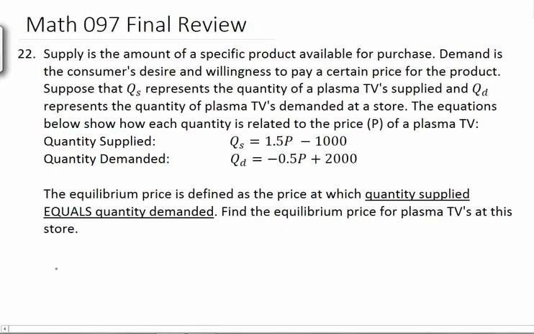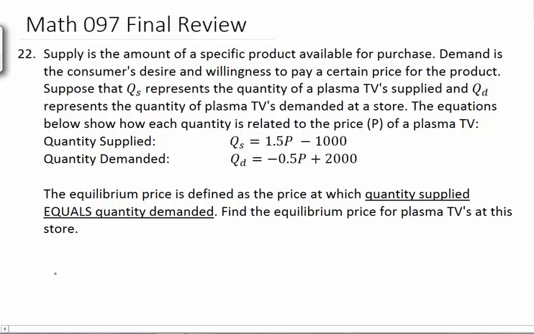Number 22. Supply is the amount of a specific product available for purchase. Demand is the consumer's desire and willingness to pay a certain price for the product. Suppose that QS represents the quantity of plasma TVs supplied and QD represents the quantity of plasma TVs demanded at a store. So the equations below show how the quantity is related to the price of a plasma TV.